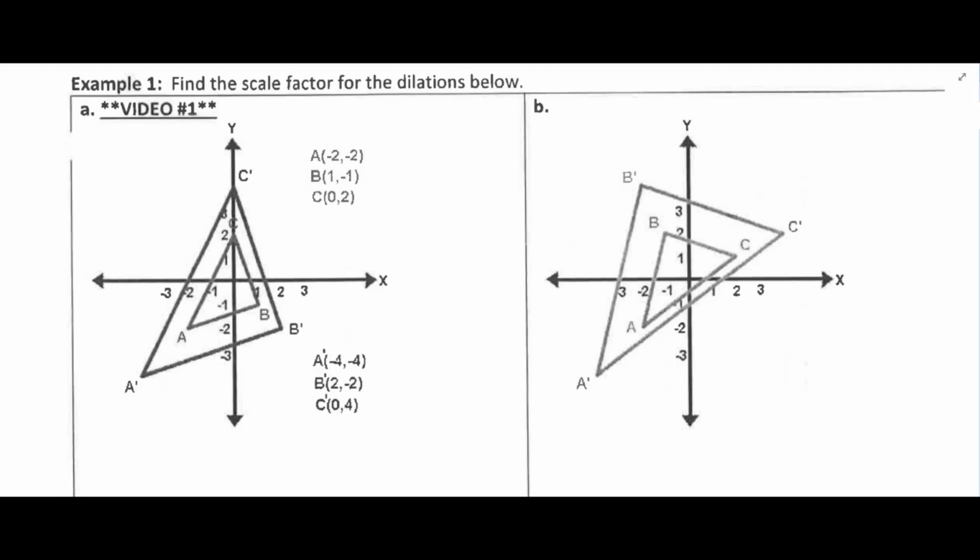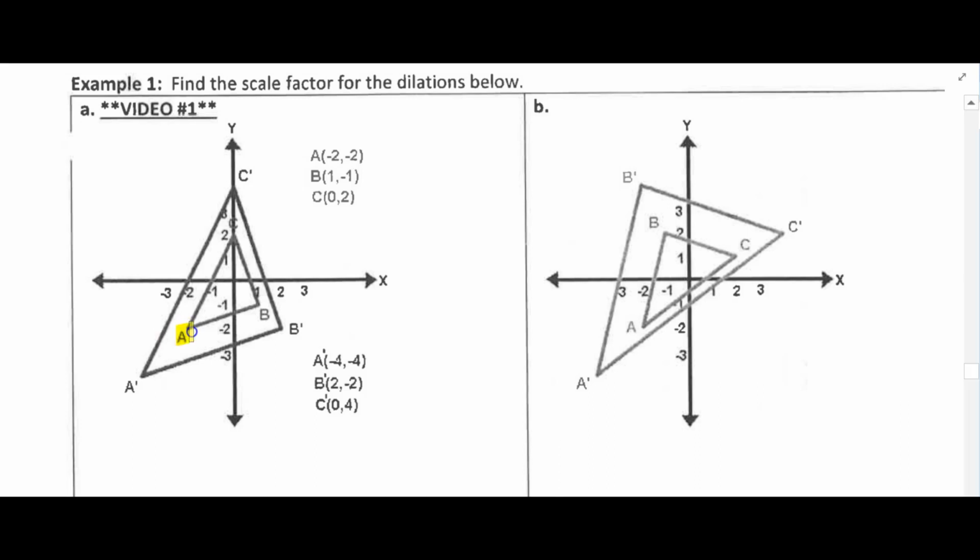In this example, we're continuing with Chapter 11, Section 11.1, Part C. We're talking about dilations and similarity in the coordinate plane. And for example 1, Part A, we want to find the scale factor for the dilations below. So let's look at our picture here.